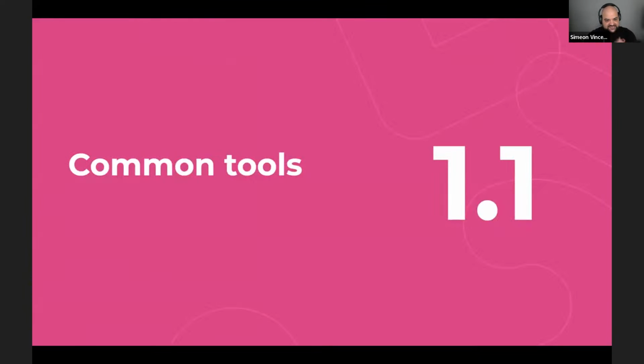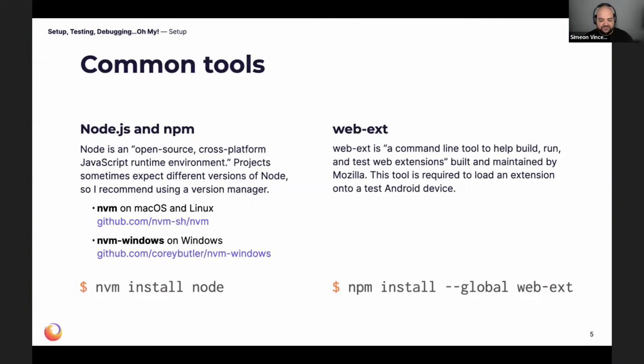So let's take a look at some of the common tools that you're going to be needing to install. The two main things that you're going to need are Node.js and WebExt. Node.js is an open source cross-platform JavaScript runtime environment. It allows you to use JavaScript on a server or for command line tools. And that's notable because WebExt is a command line tool designed to help developers build and run their extensions. It's developed and maintained by engineers here at Mozilla, and it is necessary in order to get your extension from your local computer onto your Android device.